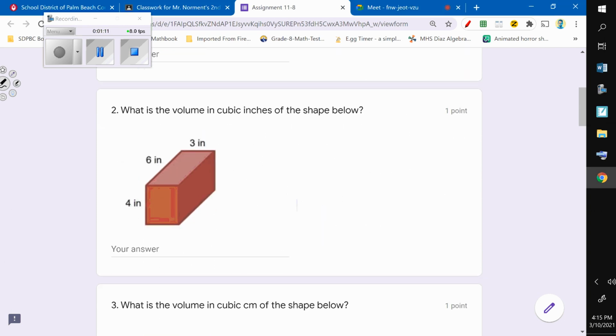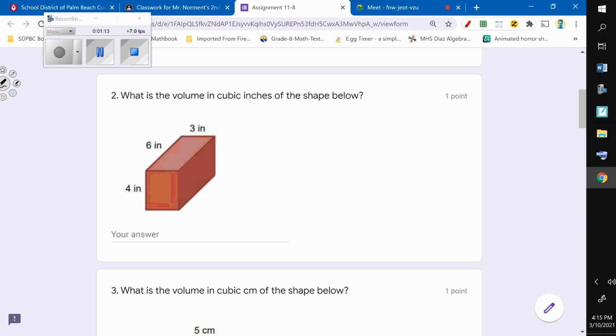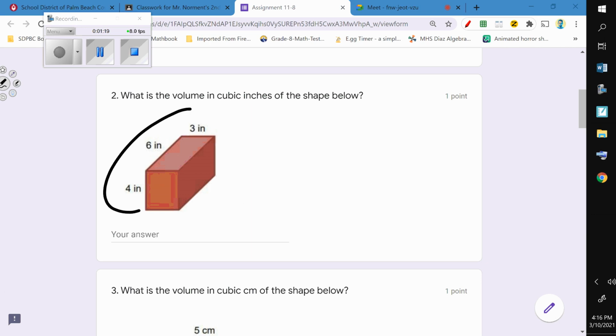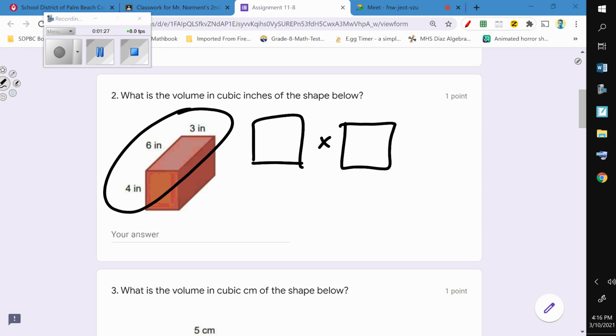Number 2 is pretty similar. It does not matter what two numbers you multiply first, but you're going to multiply any two numbers that you see right here. Multiply two of those numbers together, that's going to give you something, and then take that something times the other number, and you're going to get your answer. And here's your hint.